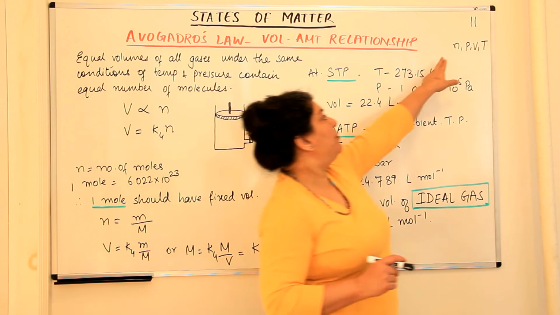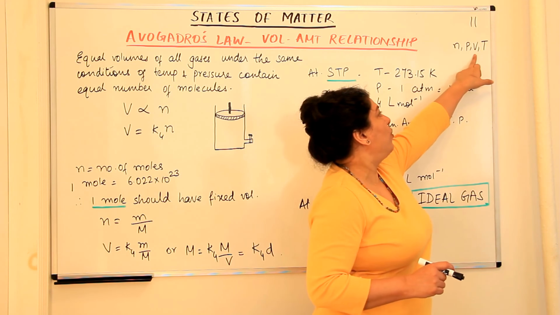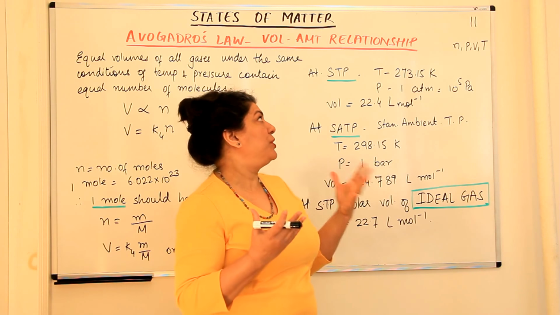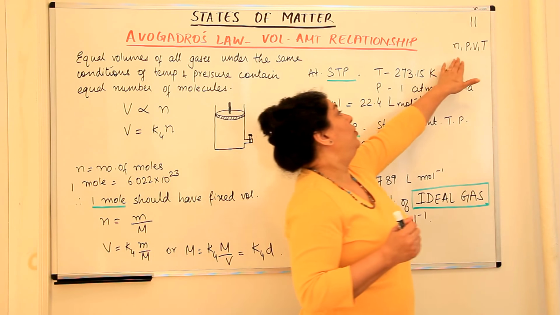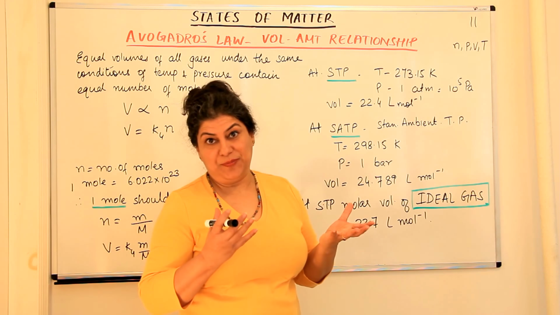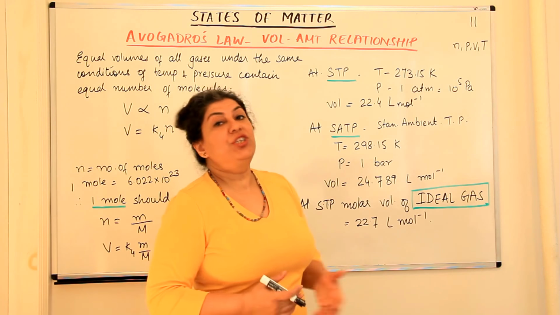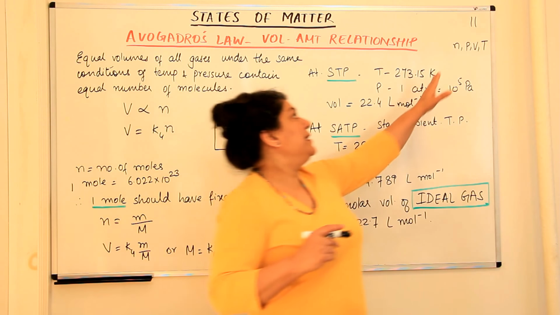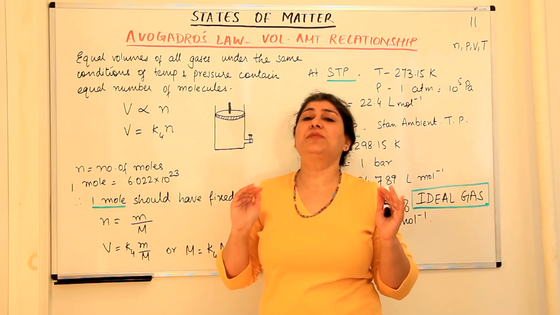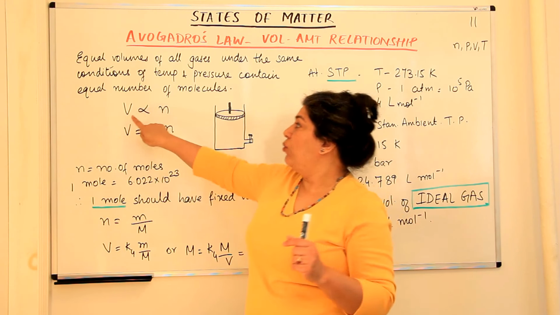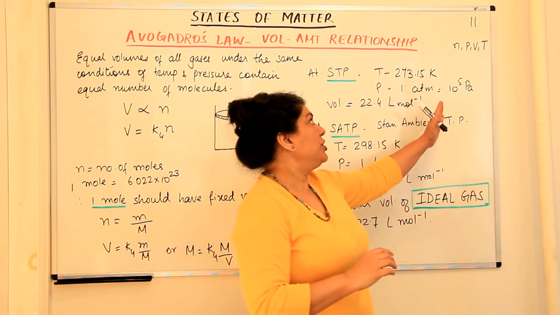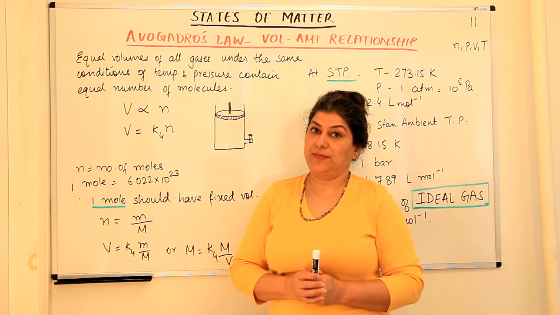The amount is given by the number of moles and V is the volume, which means these are the two variables which have developed a relationship between themselves. So pressure and temperature are the two properties which would be constant. So when pressure and temperature are constant, volume is directly proportional to the number of moles. This is basically Avogadro's law, that the volume is directly proportional to the number of moles when pressure and temperature are constant.